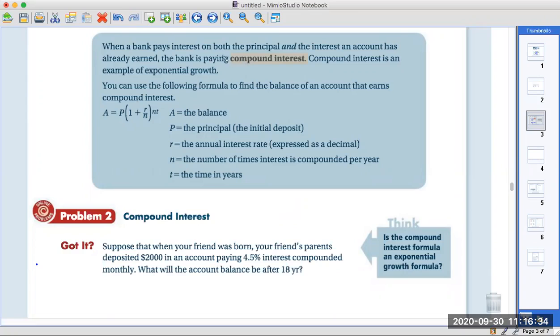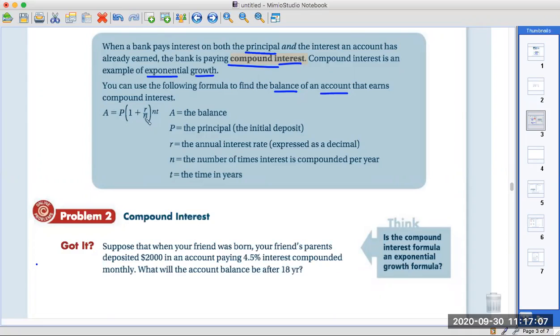When a bank pays interest on both the principal, by the way, the principal is not the school principal, this is how much you invest initially, your deposit. The money you take to the bank is your principal. And the interest an account has already earned, the bank is paying compound interest. Compound interest is an example of exponential growth. You can use the following formula to find the balance of an account that earns compound interest.